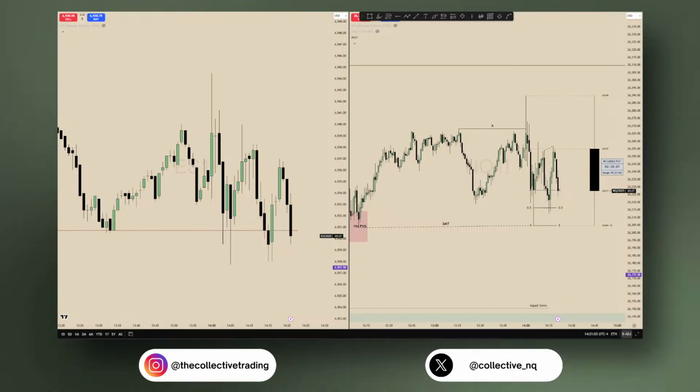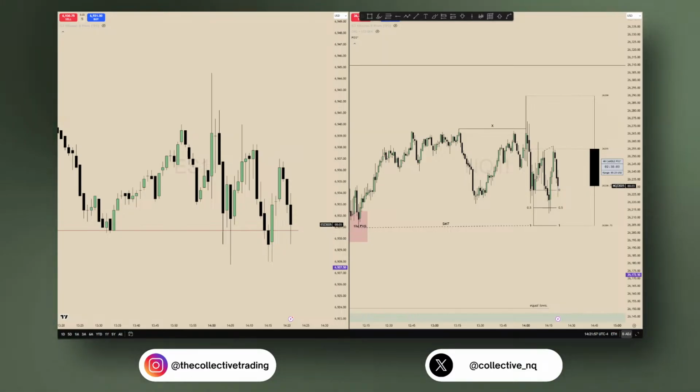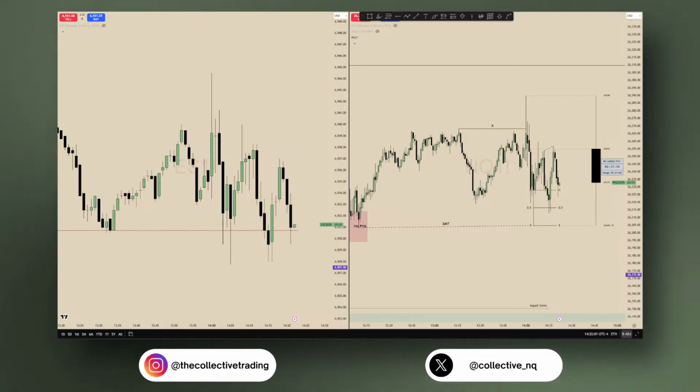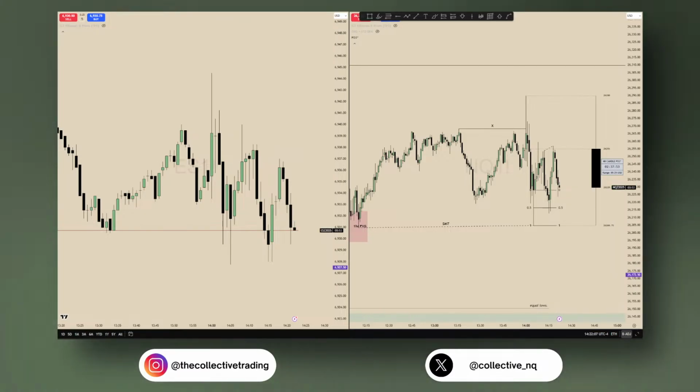I like ES. ES got the 4-hour change in state. NQ never got it. Yes, ES is a 4-hour change in state. Yeah. Nice.